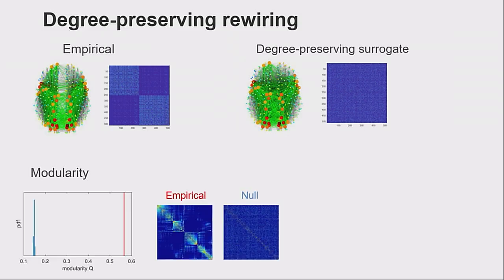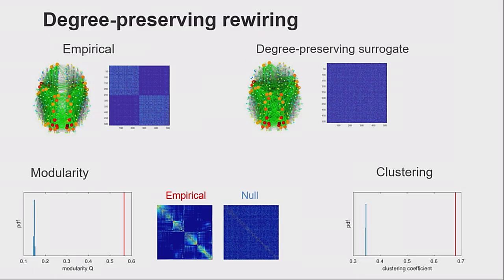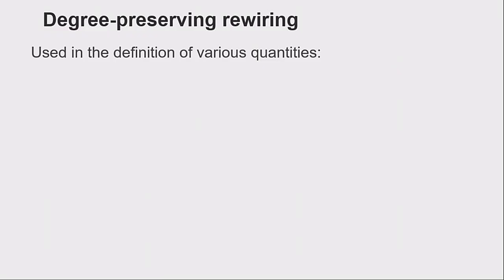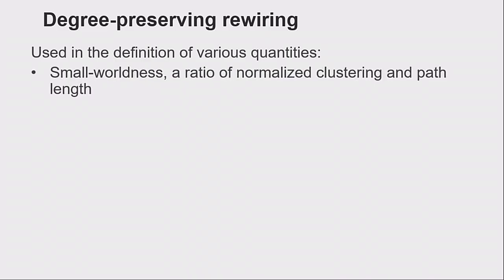If you calculate modularity, even though you still have hubs, these surrogate networks don't form modules. So the modularity is about a quarter of what you see in the real brain. And clustering is half as clustered, so the real brain is twice as clustered as you might expect from these surrogates. One of the reasons you'll come across this method so often is that it's now used in the definition of various quantities. For instance, some popular measures of small-worldness calculate it as a ratio of normalized clustering and path length, where this normalization is done relative to degree-preserving random networks.